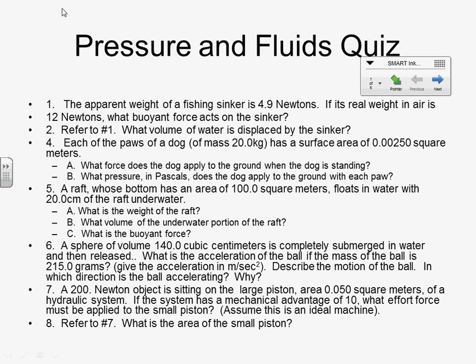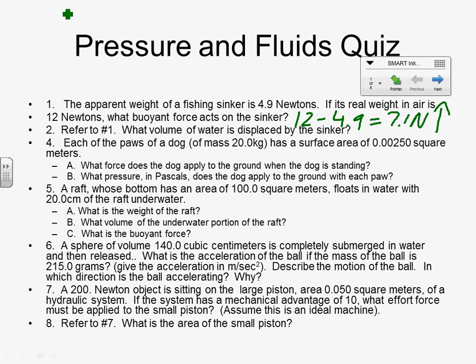Problem 1 says the apparent weight of a fishing sinker is 4.9 newtons. If its real weight in air is 12 newtons, what buoyant force acts on the sinker? Here's the thing you've got to know. The 12 newtons is the real weight. The 4.9 newtons is how much it seems to weigh when it's in the water. So let's subtract the difference between 12 and 4.9, which gives us 7.1. That 7.1 newtons is the upward buoyant force acting on the sinker.